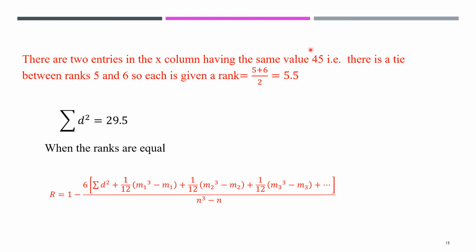We had the number 45 occurring 2 times in the X column, so there was a tie between ranks 5 and 6. So M1 will be 2, because 45 was occurring 2 times in the X column. M1 is equal to 2, and we already know N is equal to 8. Summation D square is 29.5. We can calculate capital R.